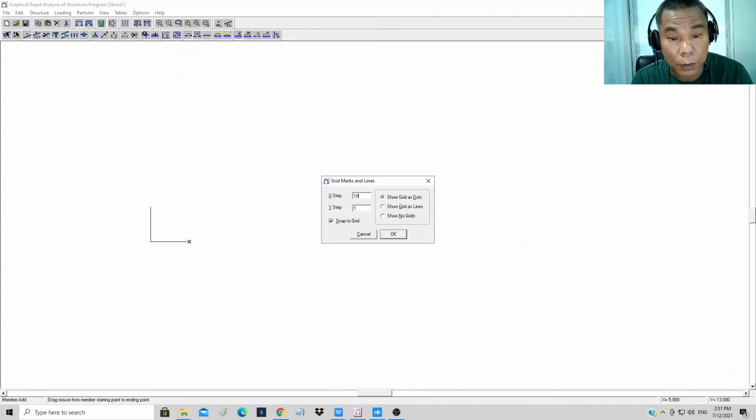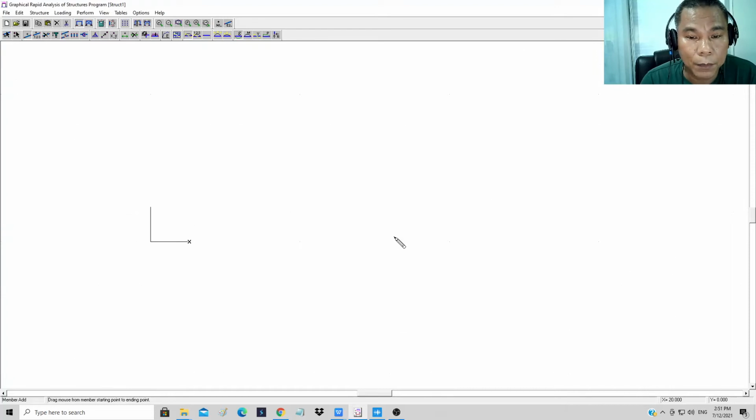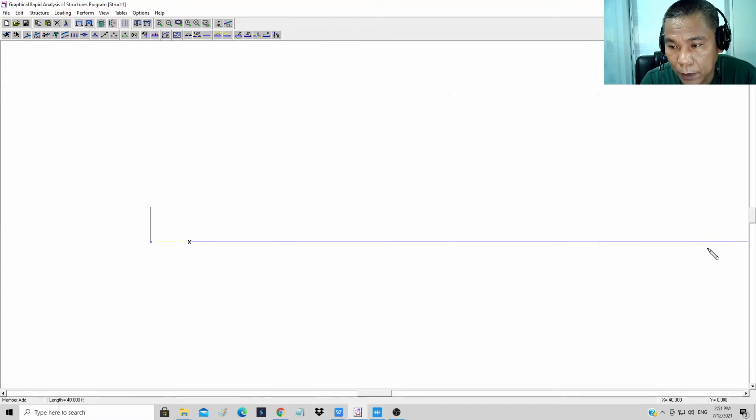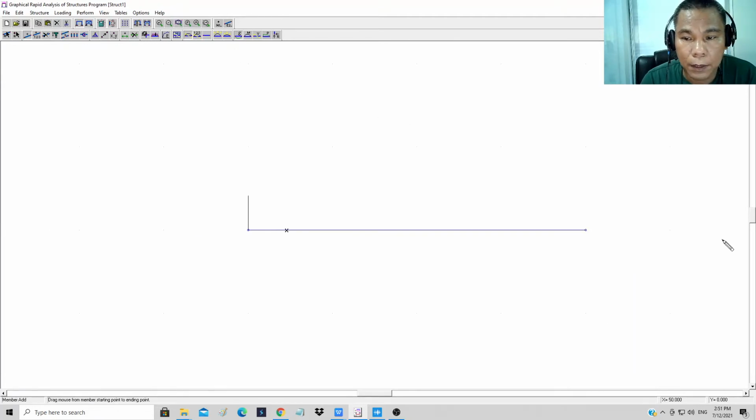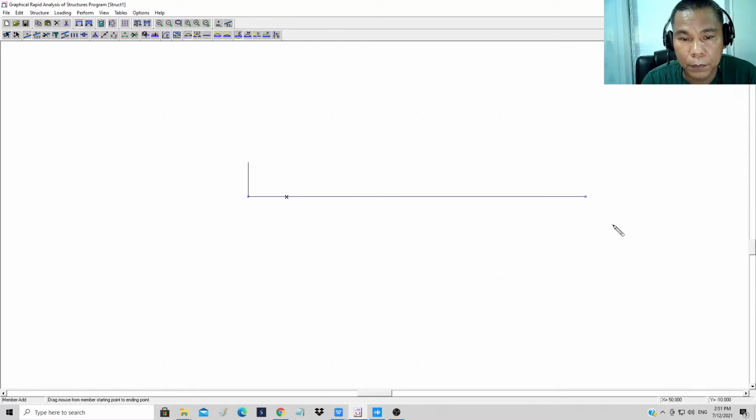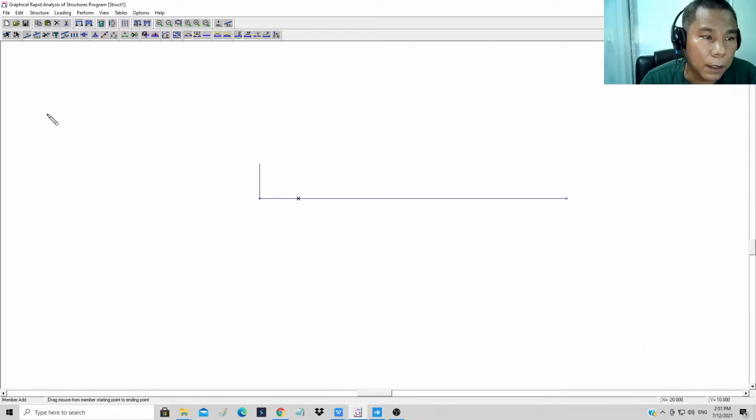We will be using 10 steps because we have a longer length for the beams. For the first beam, we have 40 feet, so we can just draw 40 feet here. As you can see, it takes longer, so we will just make it smaller here.